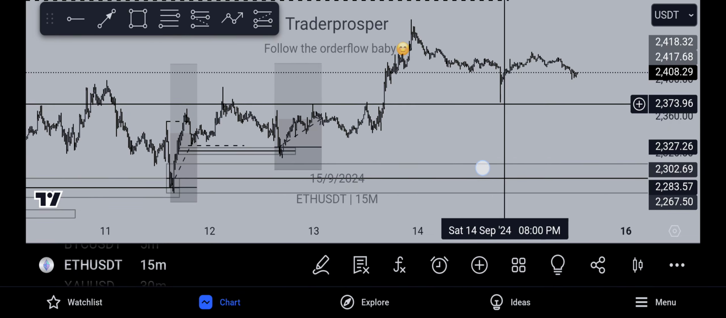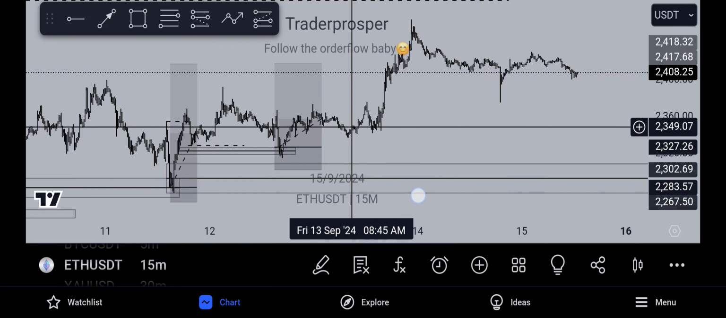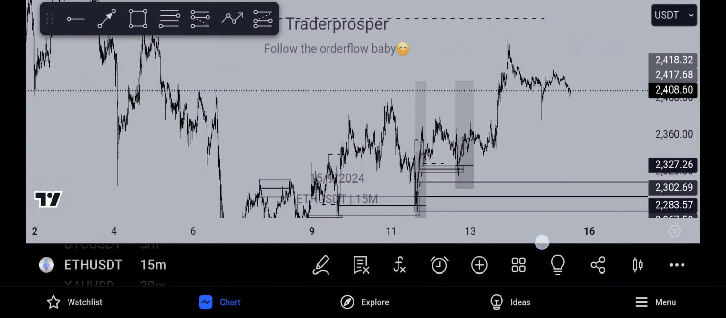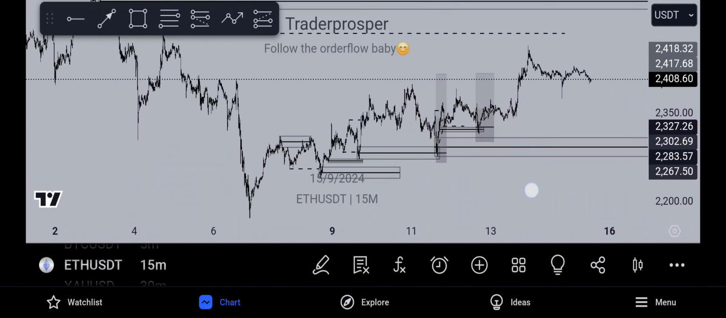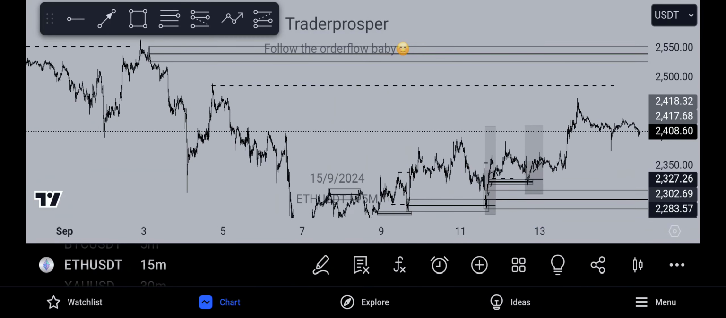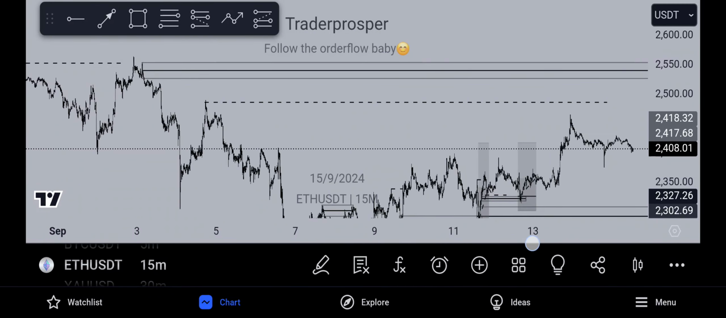I could have taken another buy from here, from this guy. But then none of my business. So these were the two trades I took on Ethereum. And then we are also expecting sales.